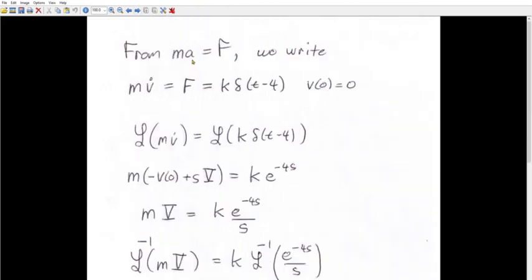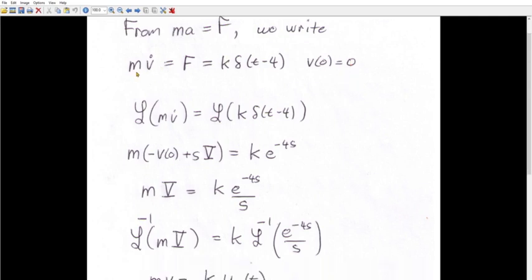And from ma equals f, we write m v dot, where v is the velocity of the ball, is equal to the force. And to get a discontinuous change in momentum, we're going to need an infinite force, and that infinite force is going to come from our delta function, okay? And it's going to be k times delta of t minus 4. k, because that's how much momentum we want, and t minus 4 because that's when we want it to happen. And notice at t equals 0, the ball is sitting there, so v of 0 is 0.